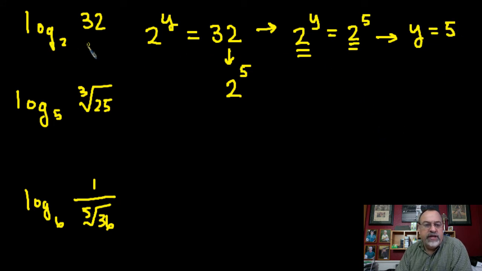So we want to change it from its logarithmic to exponential. We then want to change it so the bases are the same, and if the bases are equal, then the exponents would be equal, so y would be 5 in this case. All right? Let's do another example. Let's do this one below.